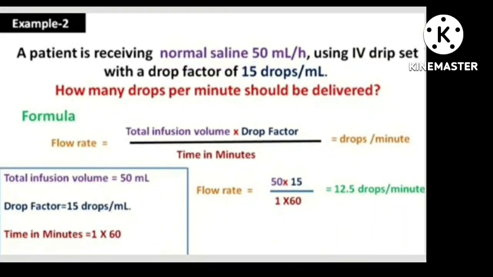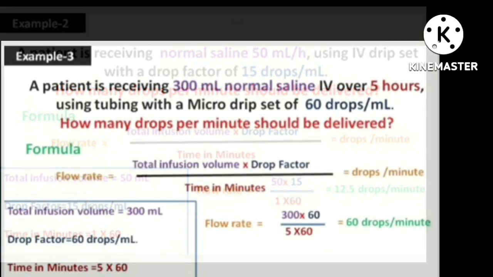Here I have given another example. A patient is receiving normal saline 50 ml per hour using an IV drip set with a drop factor of 15 drops per ml. How many drops per minute should be delivered? Here, total infusion volume is 50 ml, drop factor 15 drops per ml, time in minutes 1 times 60. So, the flow rate is 12.5 drops per minute.